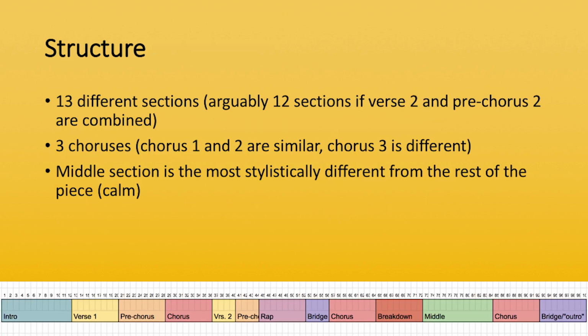For the structure of the piece, we have 13 different sections, or arguably 12 if you count verse 2 and pre-chorus together. There are 3 choruses. Chorus 1 and 2 are very similar, and chorus 3 is quite different. The middle section is the most stylistically different from the rest of the piece. It's much calmer, and doesn't have that strong beat that the rest of the piece does. You can see the sections down there. I've made a bit of an Excel thing of it, so hopefully that breaks it down.